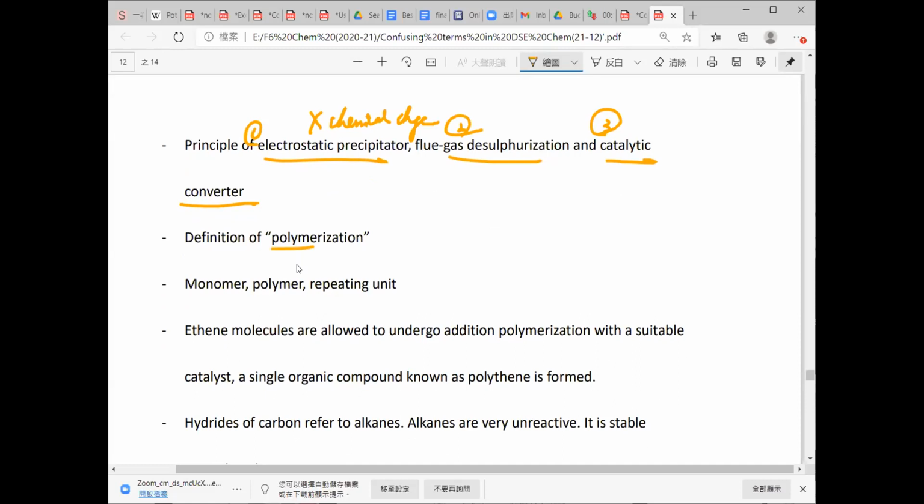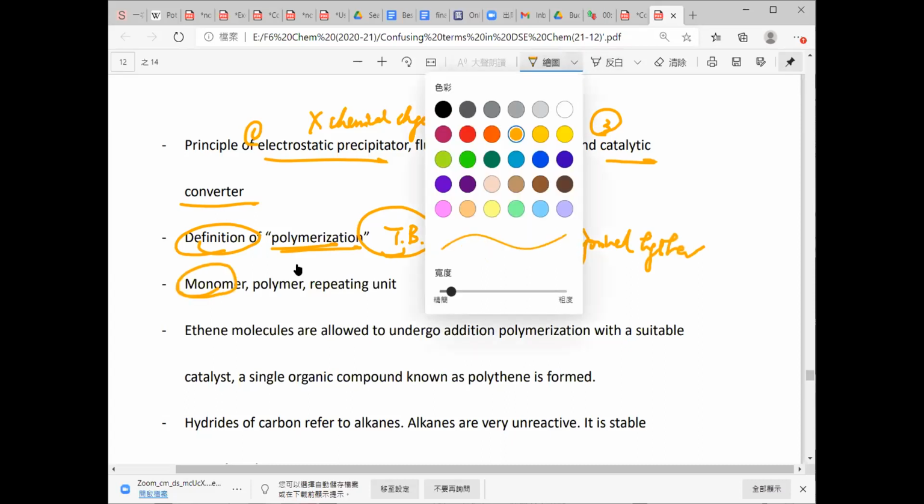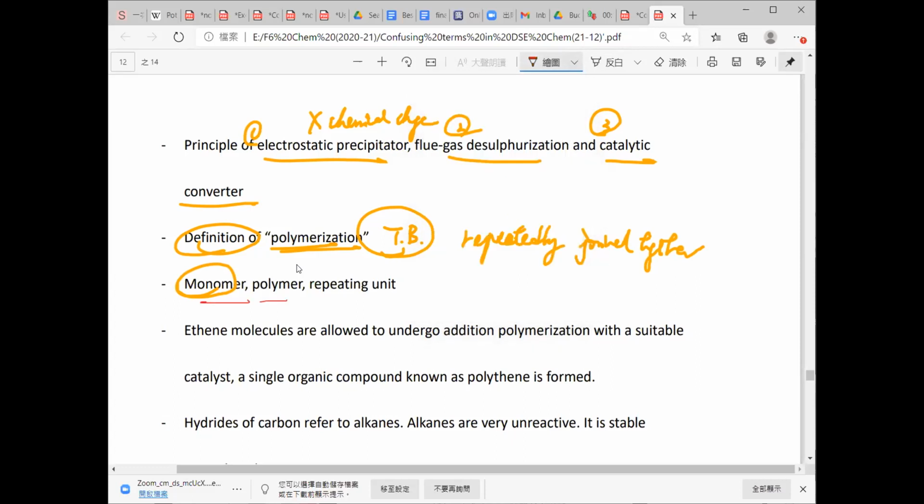Polymerization: it is a making of a larger molecule from small molecules repeatedly joined together. So what is that? We call that monomer. Okay, we call it monomer. So, polymer is the product. So we have got so many monomers to form product, polymer. While repeating unit, there should be some middle bracket inside. So we have got something like this. So remember, no N here. And when you are expressing the repeating unit.